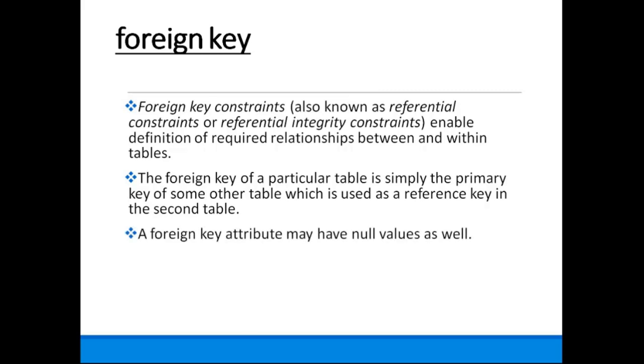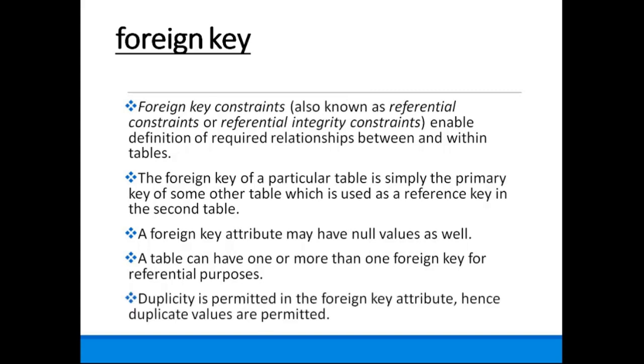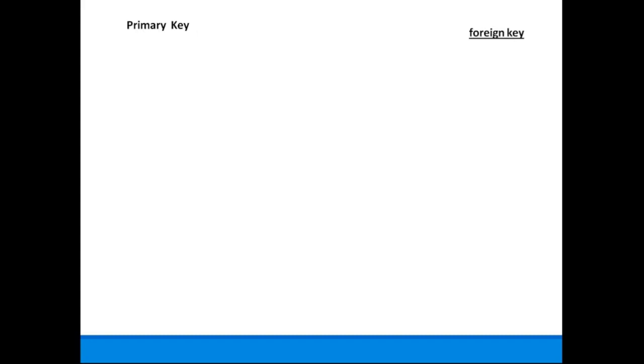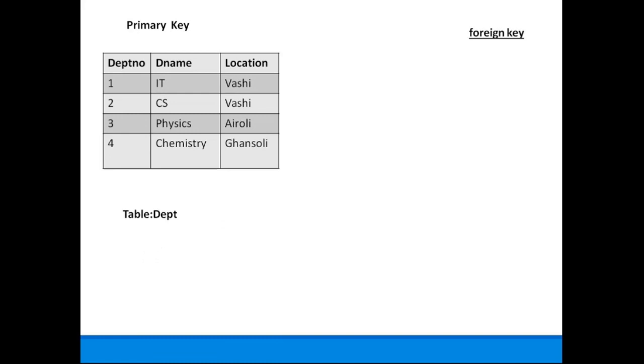A foreign key attribute may have a null value as well. A table can have one or more than one foreign key for referential purpose. Duplicity is permitted in a foreign key attribute, hence duplicate values are permitted. Let us see an example. Here there are two tables.